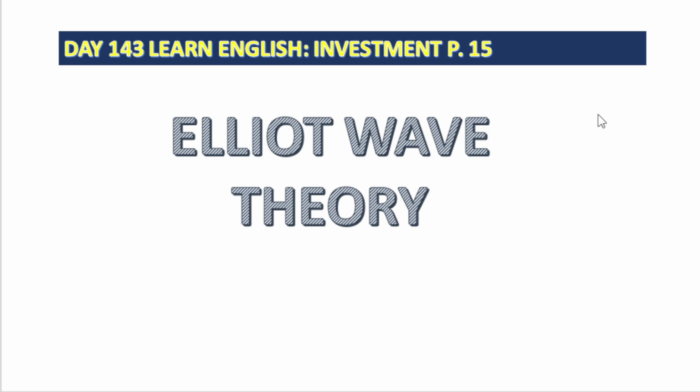Let's notice waves 1, 3, 5 now. Wave number 3 should not be the shortest. Wave 1 can be shorter, wave 5 can be shorter, but wave 3 cannot be the shortest. If wave 1 is longest, wave 5 should be shorter. If wave 5 is longest, wave 1 should be shorter.